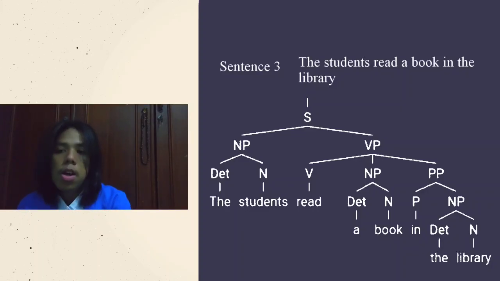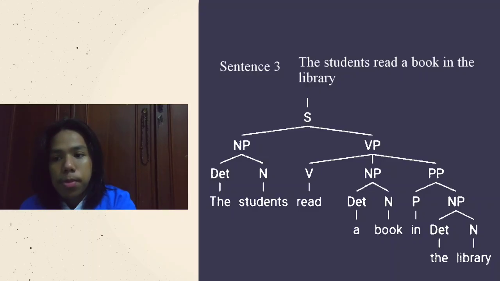So first we identify the noun phrase and the verb phrase. In this sentence, the noun phrase is "the students," and the verb phrase is "read a book in the library." The noun phrase consists of determiner "the" and the noun "students." Determiner and noun create a noun phrase, and the verb phrase "read a book in the library" is on the same level as the noun phrase.